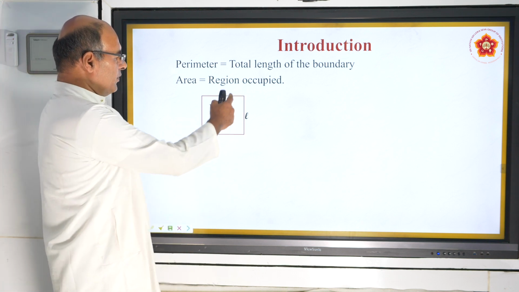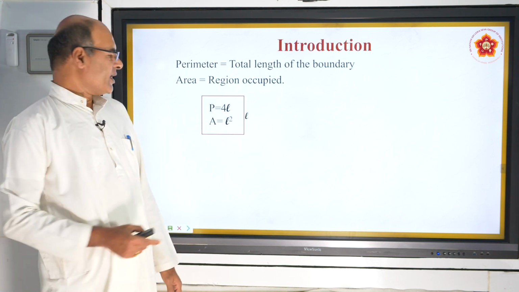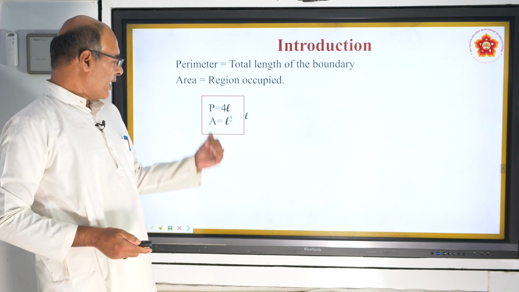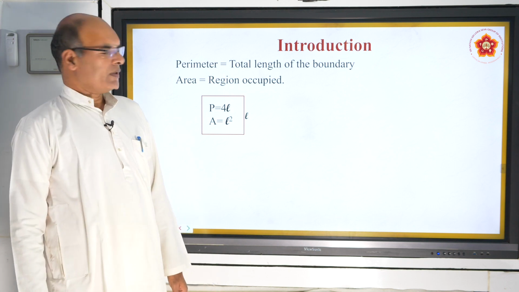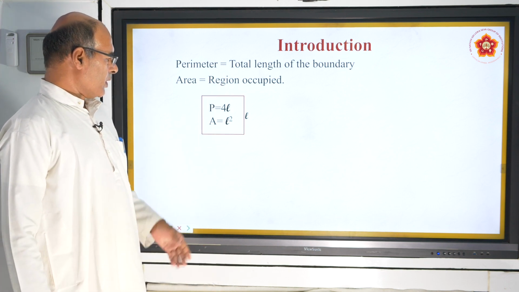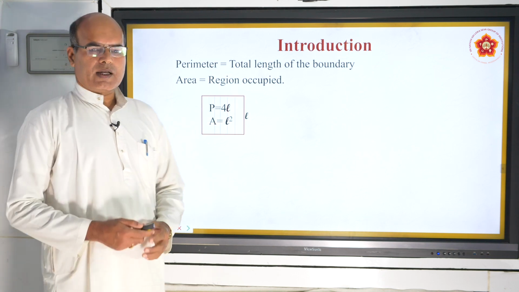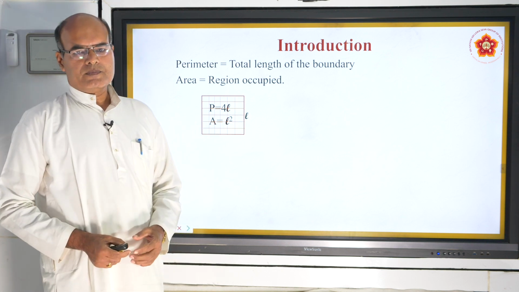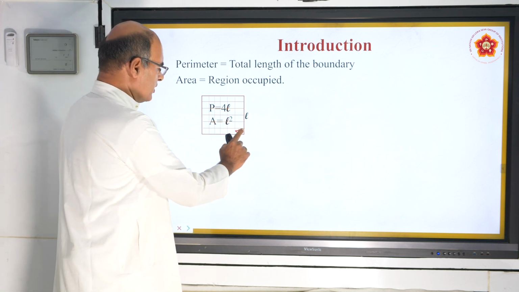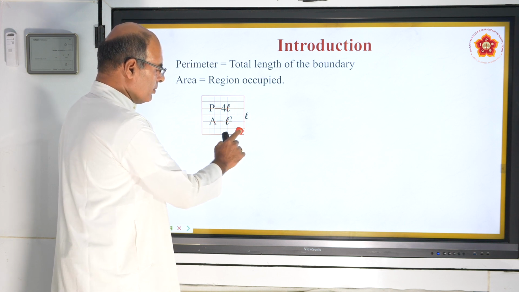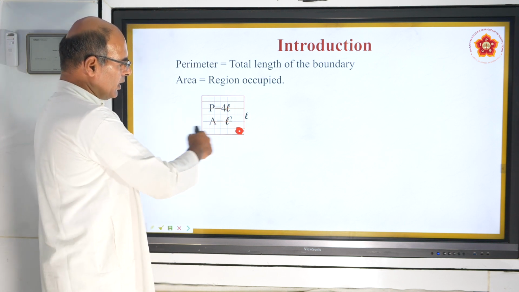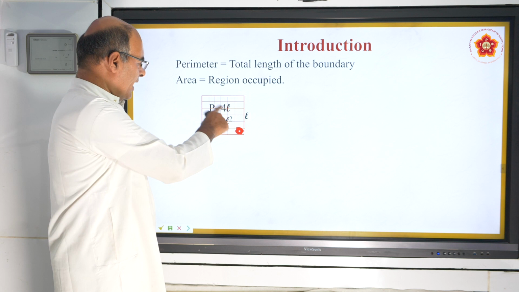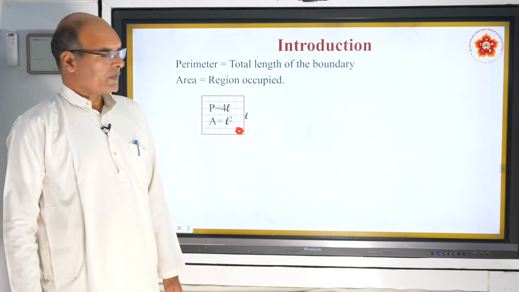For a square, if each of its sides is L units, then its perimeter is L plus L plus L plus L, that is 4L units, and its area is L square units. If we cut the square horizontally and vertically such that each part is 1 unit, then each of these small boxes is called 1 square unit. So we have L lines and L boxes in each line. Therefore its area is L square units.